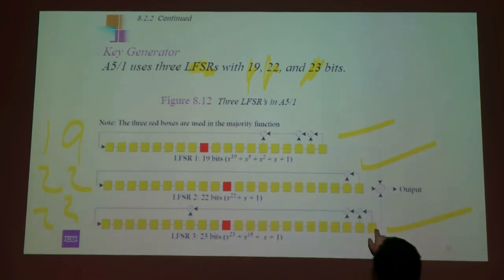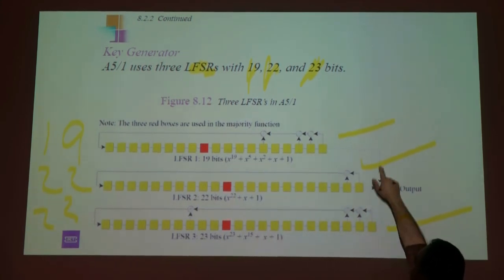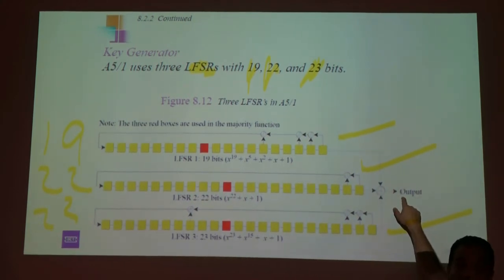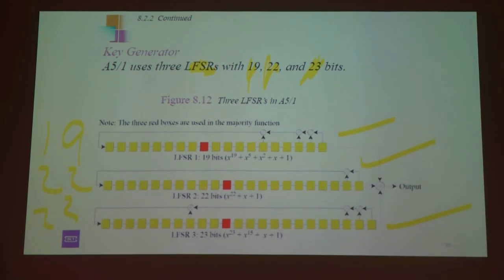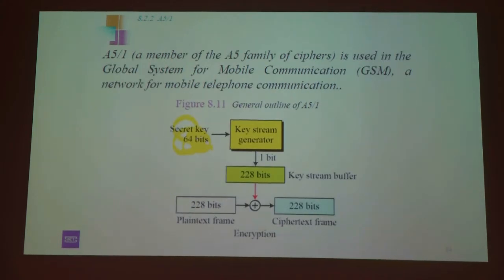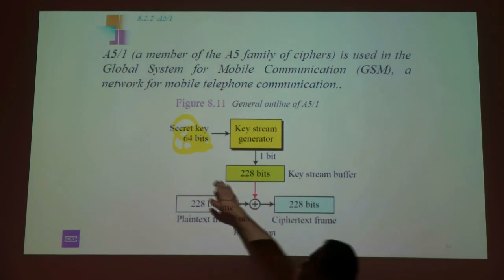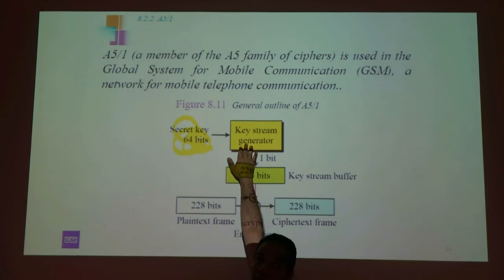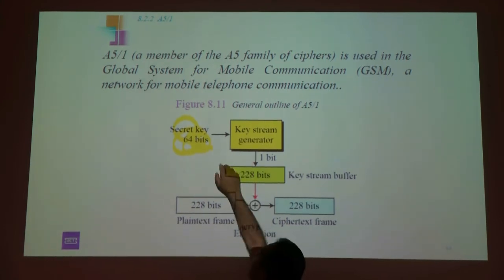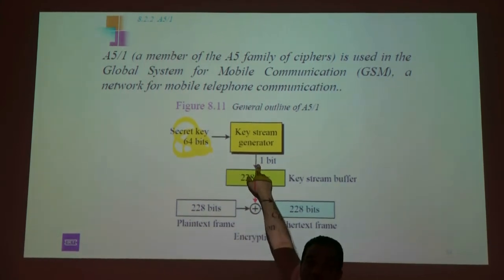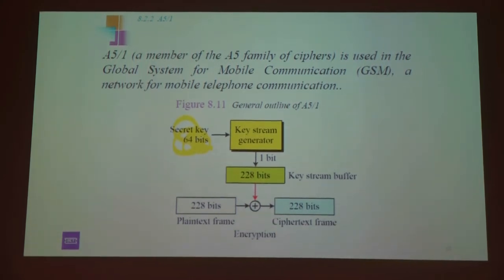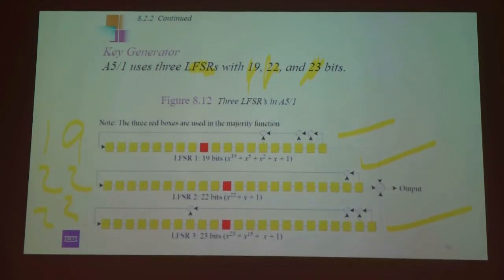So every tick, we get a bit in here, and a bit in here, and a bit in here. There will be XOR, and it will give you what? One bit. So this yellow box, what was the input? 64 bits. What do we have inside it? 3 LFSRs, right? And what's the output? 1 bit. Every tick will give you 1 bit. So this graph is what is inside that yellow box.